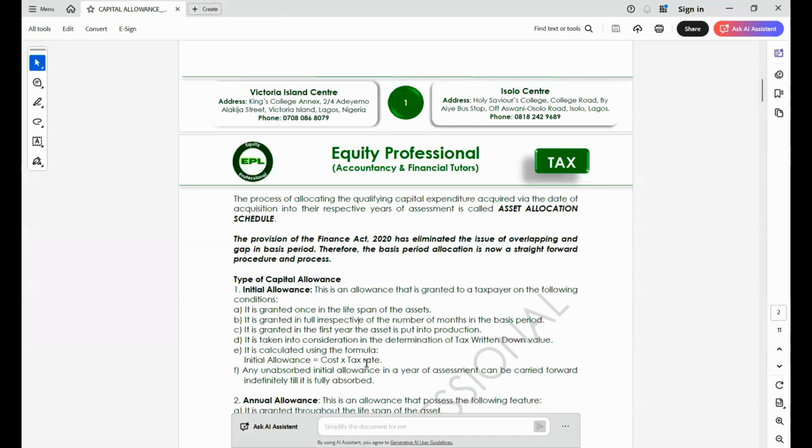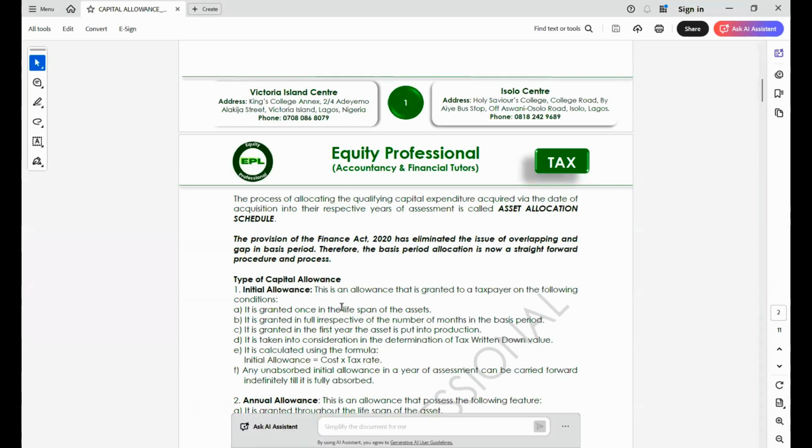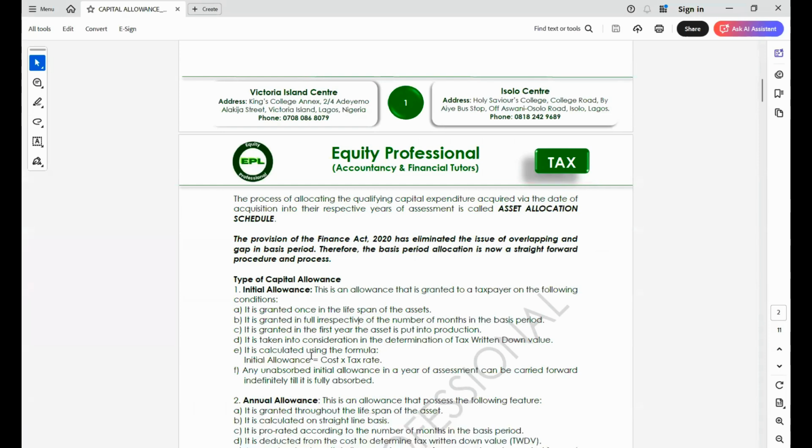And this is calculated as cost multiplied by the rate. There are standard rates available for each category of assets, which we are still going to talk about. So just look at the category; if it is a motor vehicle, look at the rate of initial allowance. You multiply the cost by the rate to get the initial allowance. Please, it is not prorated. It is charged in full, irrespective of how many months you have in the basis period.